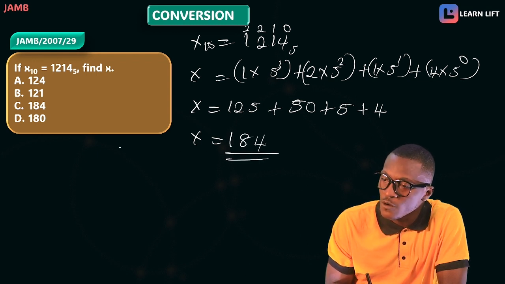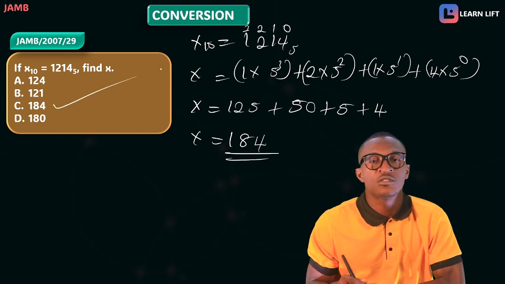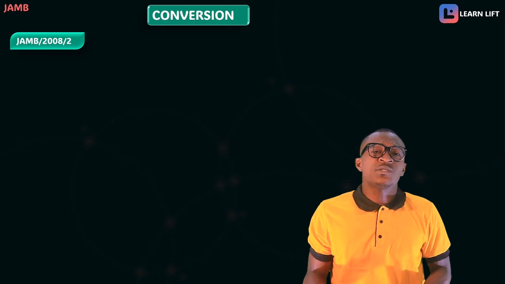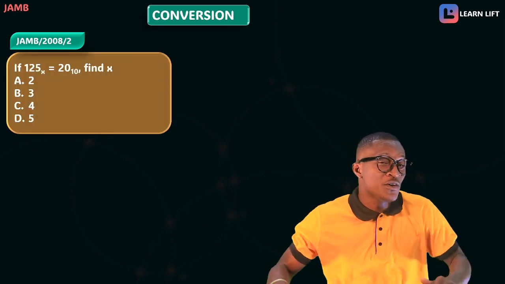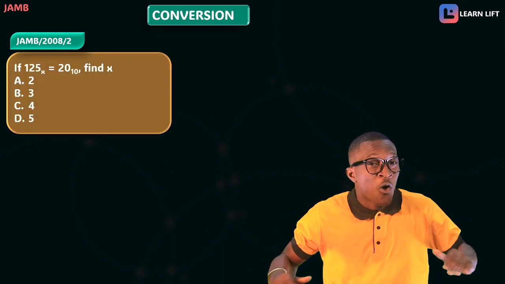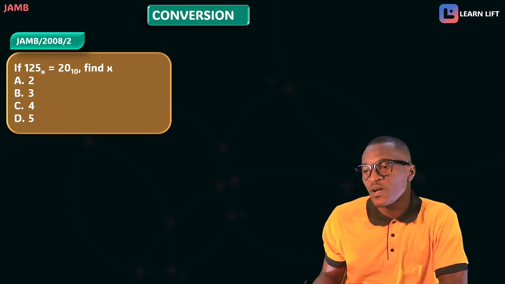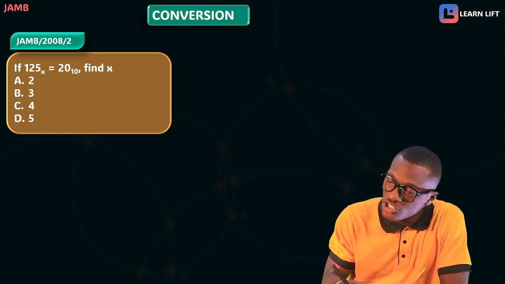And if you do that very well, of course, that becomes our option. Hooray, when you feel that, let's take the next question. We've got no time. 2008 question 2. Remember, we are solving all the past questions on the web problems on conversion. I'll give you 125 base x is equal to 20 base 10. Very simple.